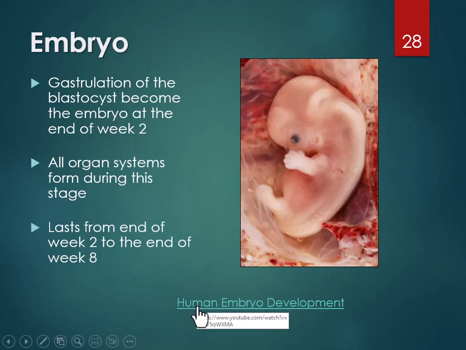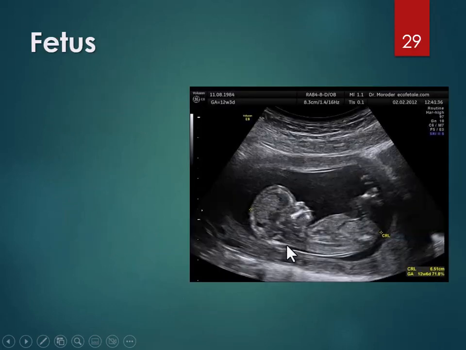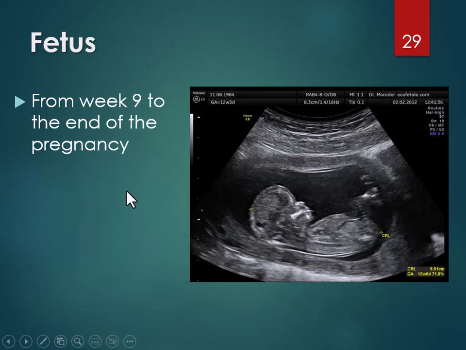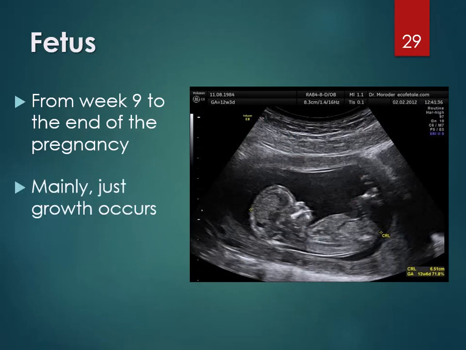If you want to look at each one of those embryo stages, there's lots of cool websites that do that. Feel free to Google that or check this one out. And then fetal development from week 9 to the end of pregnancy. Pretty much everything just gets bigger. Okay, most of the organ systems have formed, they just get larger.